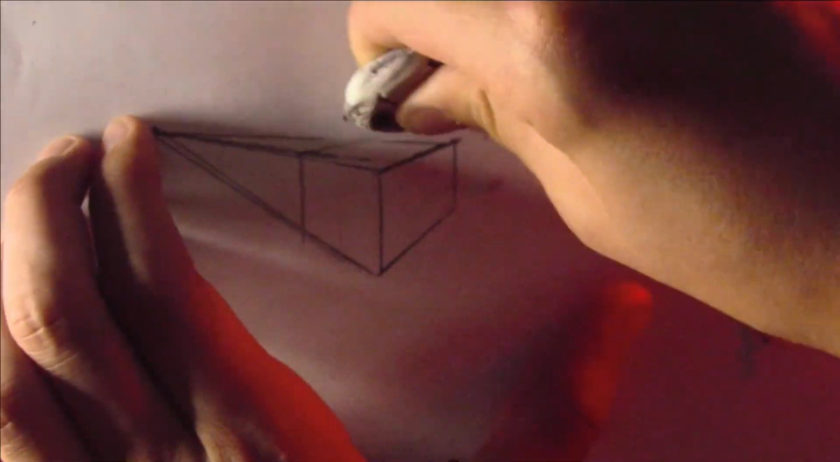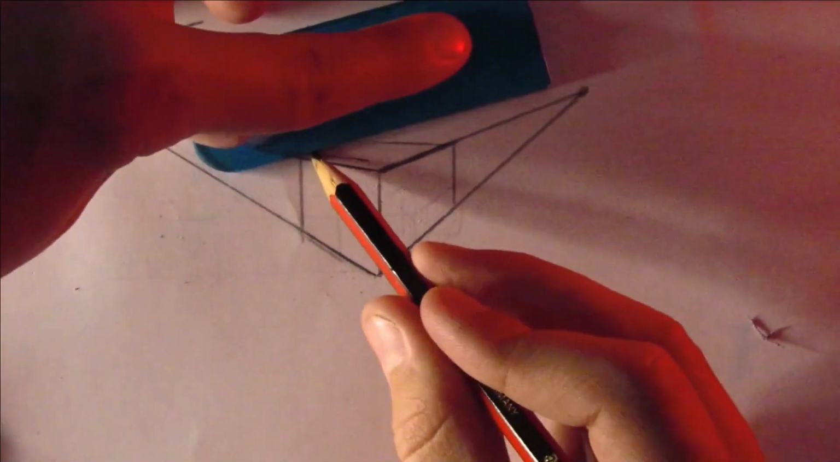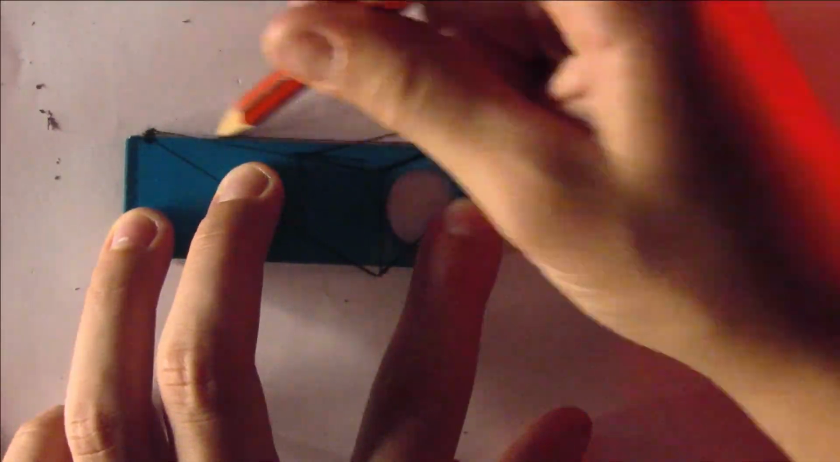Once the cube is drawn, erase the lines I made from the vanishing points to show you how to find them. It's easy, all you have to do is follow the paths of the drawing until 2 or more lines intersect, as I do in the video.